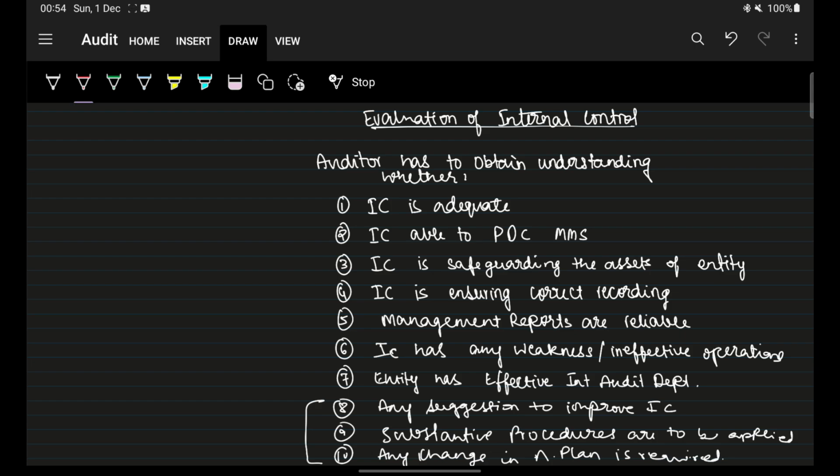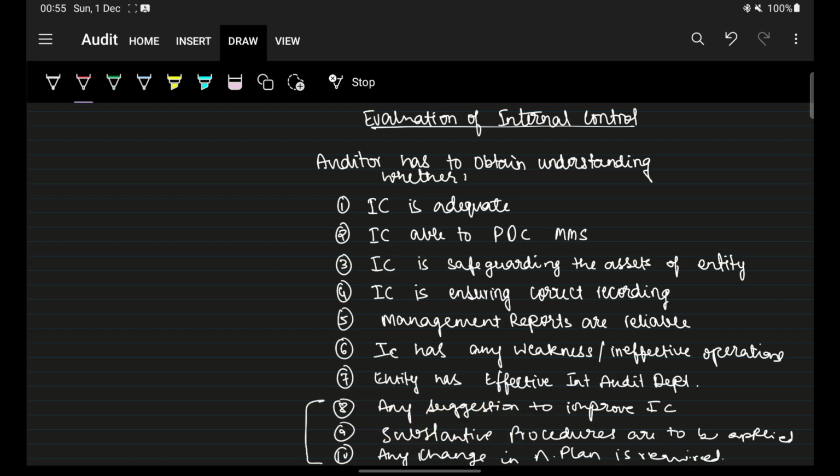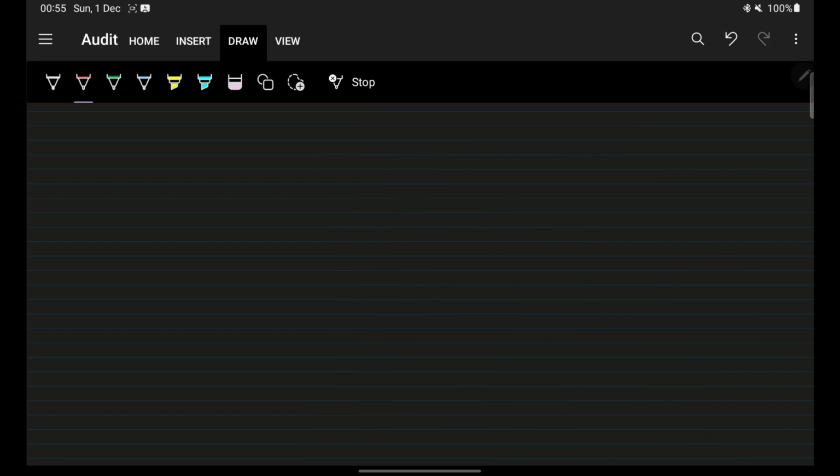Seventh point being whether the entity has an effective internal audit department. Eighth point being whether there are any suggestions to improve the internal control. Ninth point being whether there are any substantive procedures that have to be applied, and lastly whether there is any change in the audit procedure compared to the original audit plan. Okay, so these are the 10 points of evaluation of internal control.